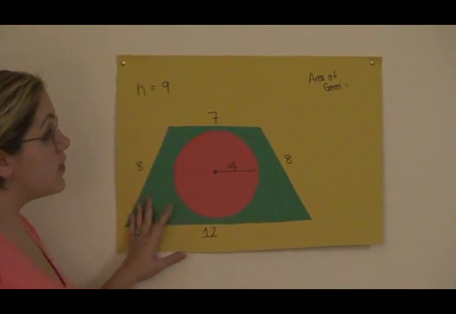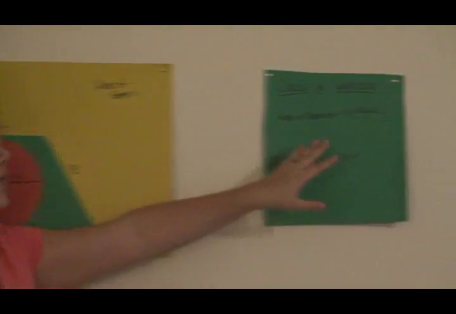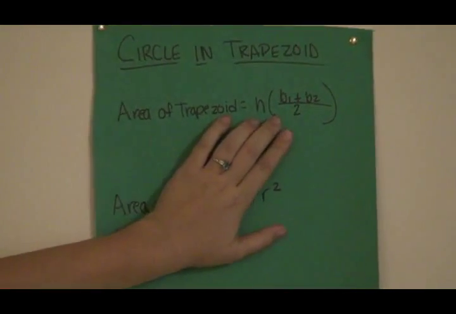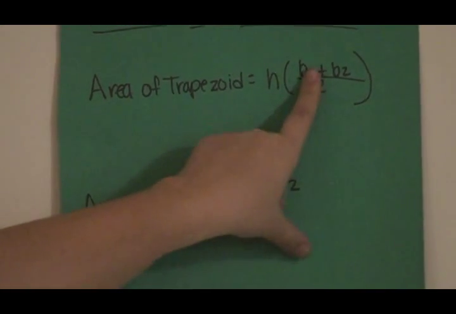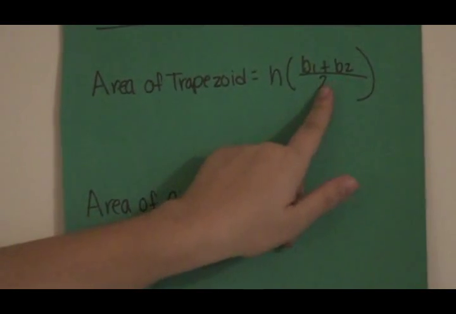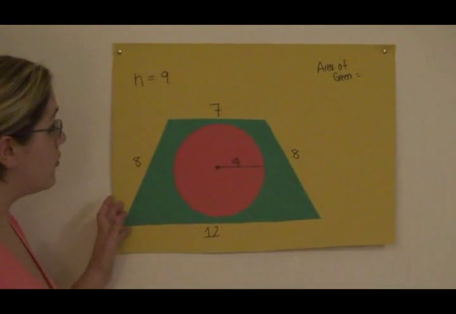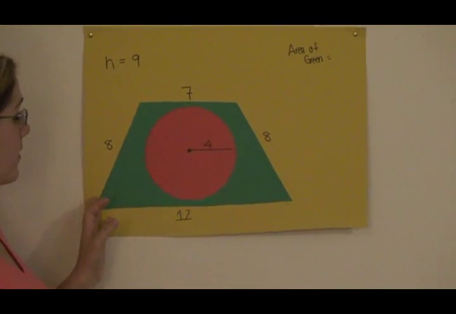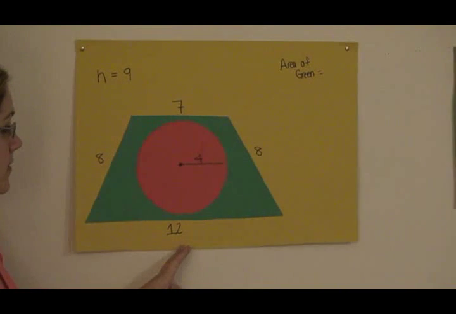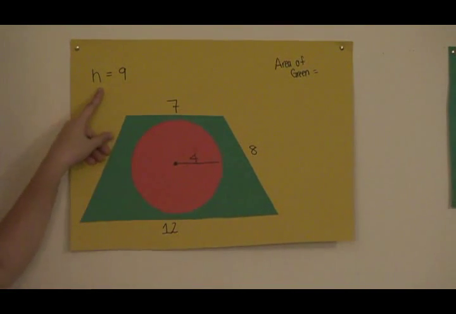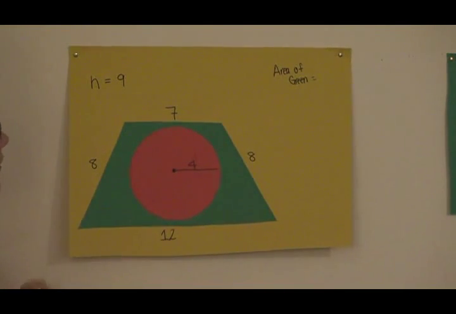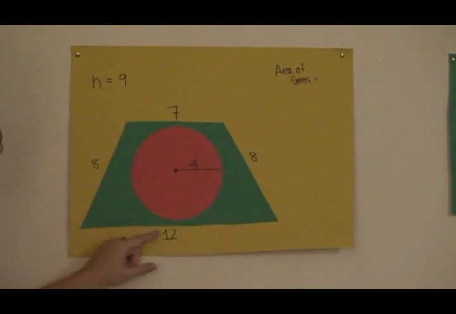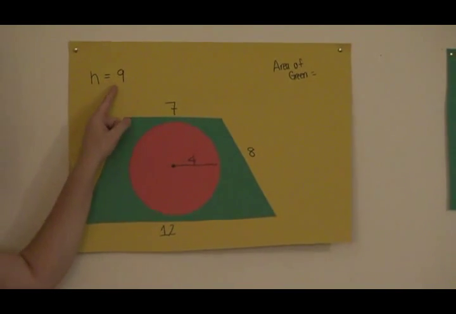So in order to find the area of a trapezoid, we're going to go back to our original formula that we learned earlier, which is the area of a trapezoid is equal to the height times base 1 plus base 2 divided by 2. Coming back over here to our green trapezoid, you can see again that all 4 sides, the length has been given, and over here in the corner, the height has been given on the side. So we know that our base 1 is 7, our base 2 is 12, and our height is 9.